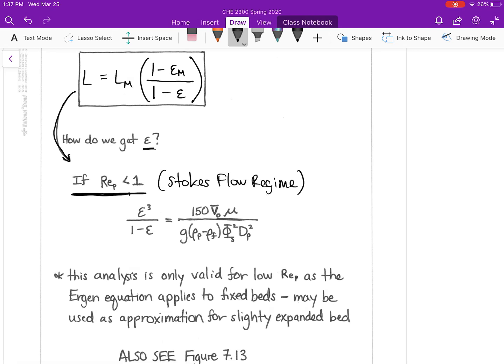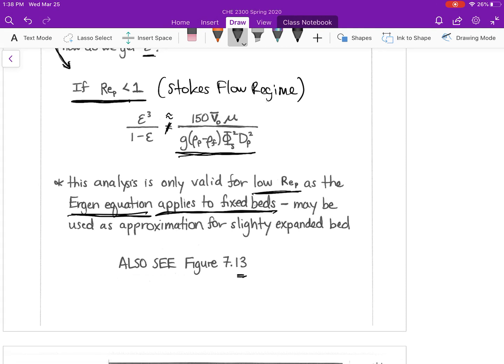I can calculate, and really, let's be honest here, I can estimate that void fraction at my fluidized or expanded bed height based on the part of the Ergun equation that is for small or low particle Reynolds numbers. The issue with this analysis is that it is only valid for low particle Reynolds numbers, because in actuality the Ergun equation that we're utilizing there only applies to fixed beds. So we can use that equation and gain some rough estimate of what the void fraction of our fully fluidized bed looks like.